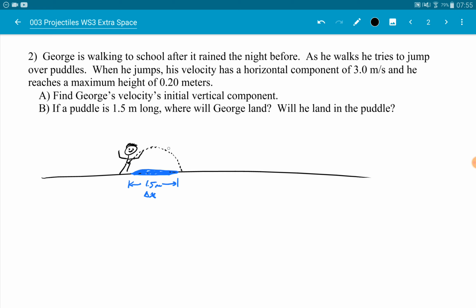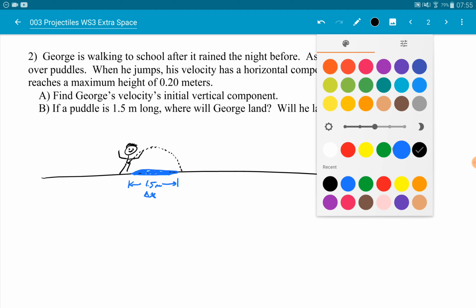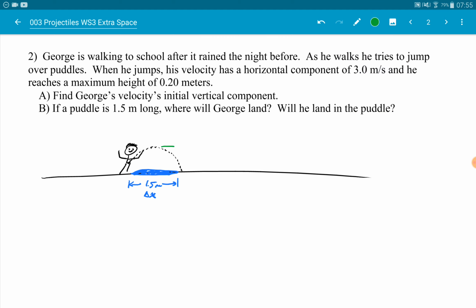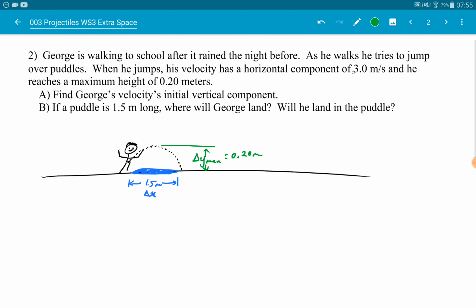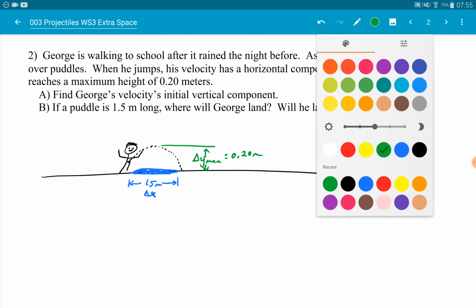We know the maximum height. I want to draw that because now I can put in his maximum height here. His maximum height is from here, and so that's delta y, maybe I'll put a max on that, is 0.20 meters. Great.